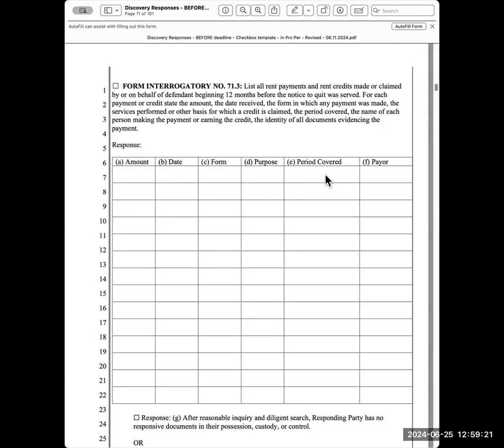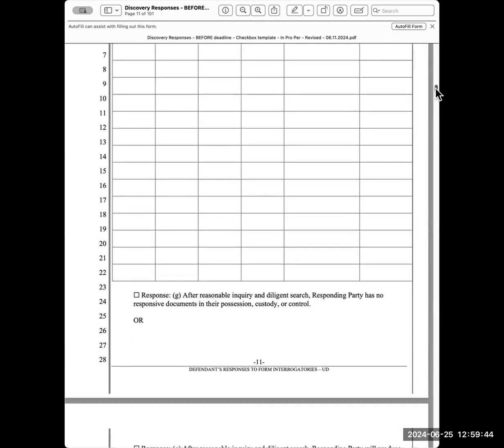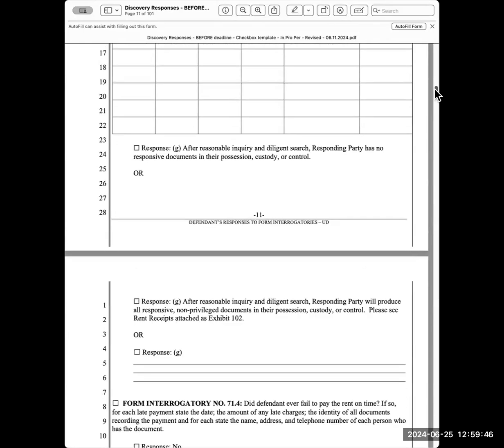Period covered is the month that you're applying the rent towards. This is the date you paid it. This is the month you're paying for. And then who made the payment. And then at the bottom, it's asking for evidence of those payments.